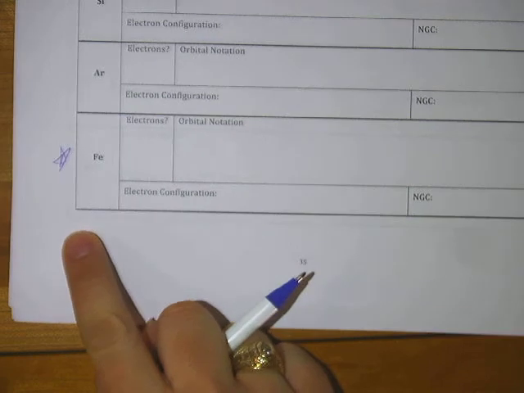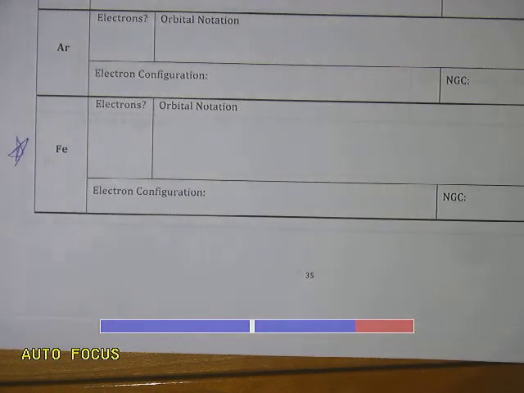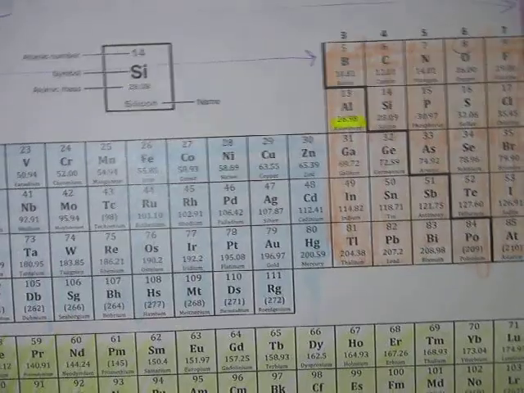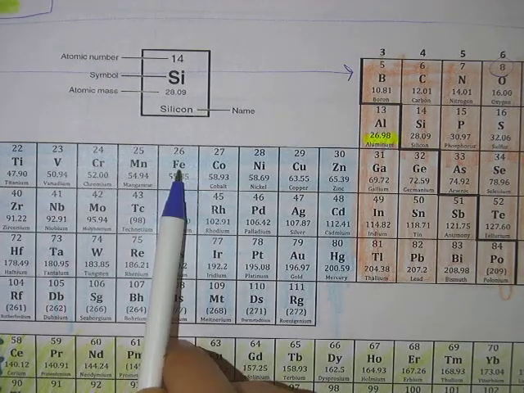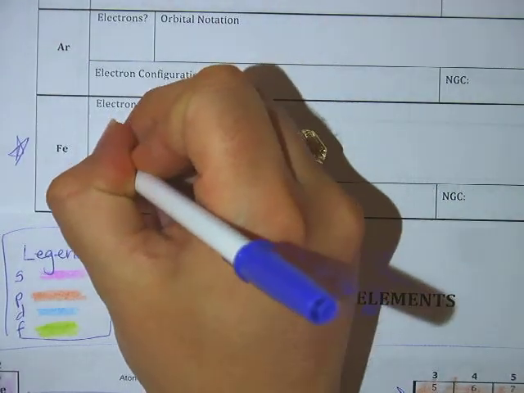Okay, let's look at a tricky one. Iron. If you look at your periodic table, check iron's atomic number. That will be its number of protons and electrons as well. So iron, right here, has 26 electrons. That's going to take us a while.